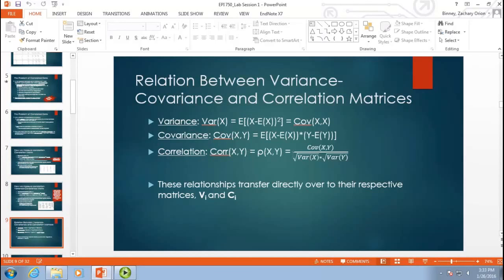And correlation is the covariance, so the correlation between x and y is the covariance between x and y divided by the square root of the variance of x times the square root of the variance of y. That's going to be an important equation for understanding this slide. So if you want to copy it down, I'm going to leave it up here while I mumble for a few seconds, but it's going to be nice to have as a reference for this slide.